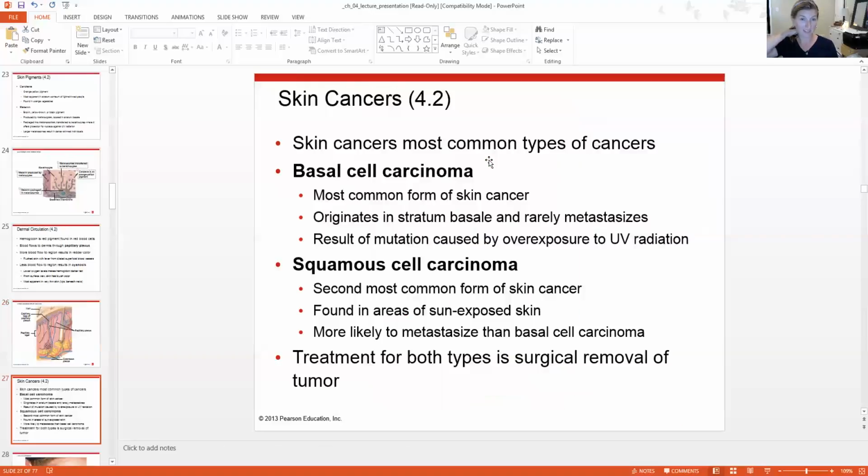Let's talk briefly about skin cancer. There are two types of skin cancers that are fairly common. One's basal cell carcinoma. This is the most common form. It originates in that deep stratum basale. It rarely metastasizes, and this is a direct result of UV exposure. There's also squamous cell carcinoma. This is the second most common. This is found in, again, those sun-exposed areas. It's more likely to metastasize, but typically treatment for both of these is just surgically removing the tumor once it's detected early, which is why it's important to go to a dermatologist and get any skin irregularities checked out.